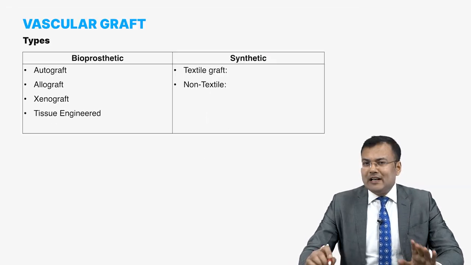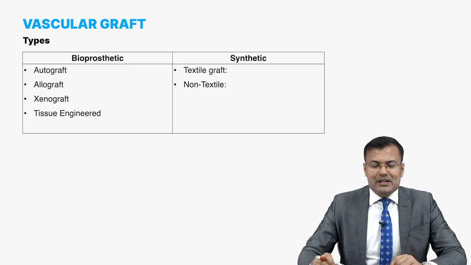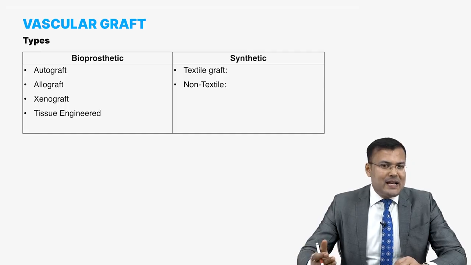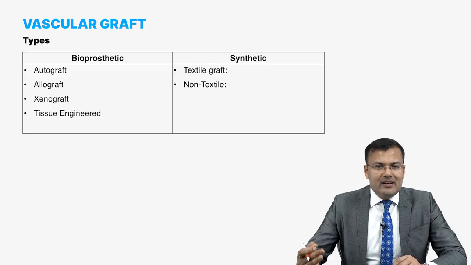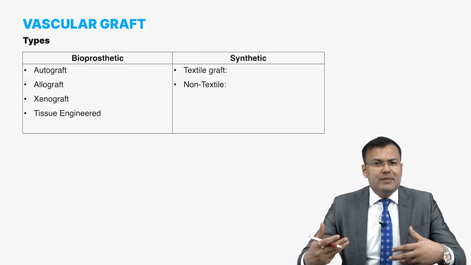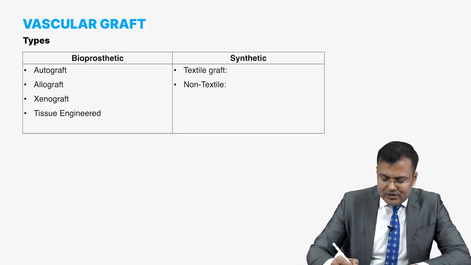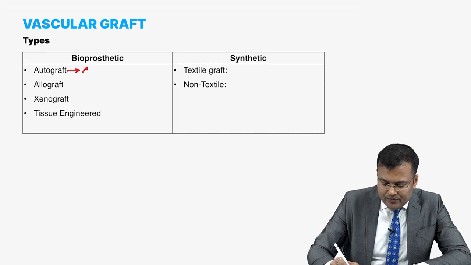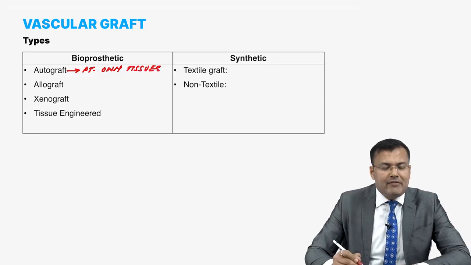Now we are going to discuss vascular grafts because it's very, very important. First, tell me what are the types. It can be bioprosthetic, it can be synthetic. Now see the types of bioprosthetic vascular graft. Autograft. Auto means self. So when the patient's own tissues are used, if the patient's own vessels are used, this is autograft.